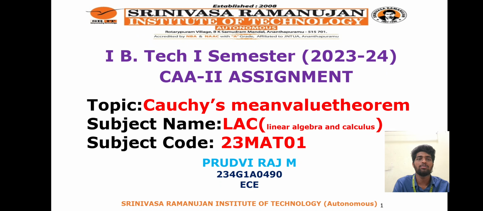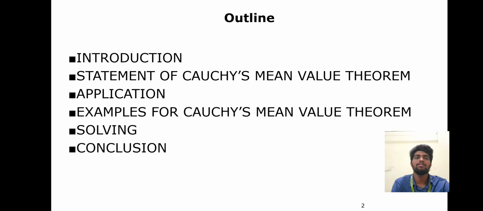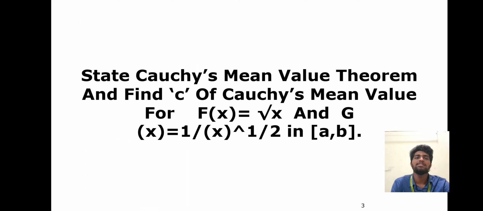Today I want to tell about Cauchy's mean value theorem in linear algebra and calculus. We have the outline: introduction, statement of Cauchy's mean value theorem, applications of Cauchy's mean value theorem, examples for Cauchy's mean value theorem, solving, and conclusion. We have the question: state Cauchy's mean value theorem and find c of Cauchy's mean value for f of x equal to root x and g of x equal to 1 by root x in a comma b.